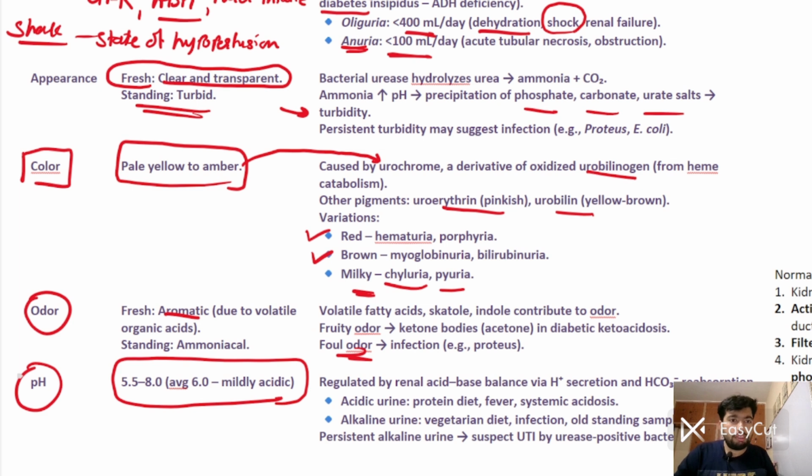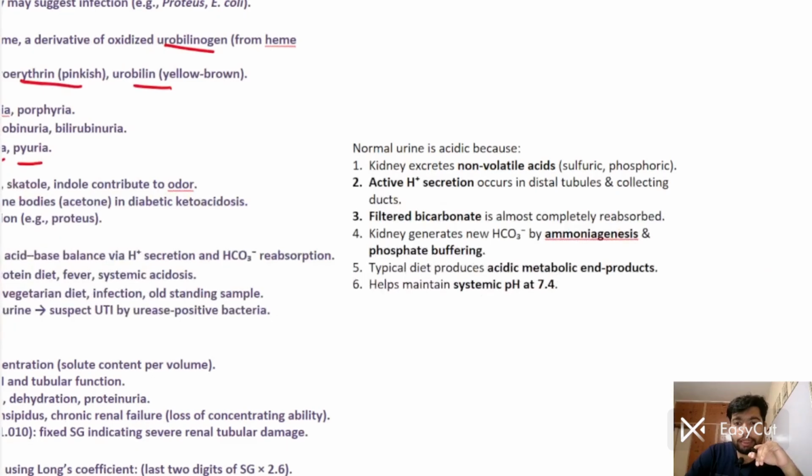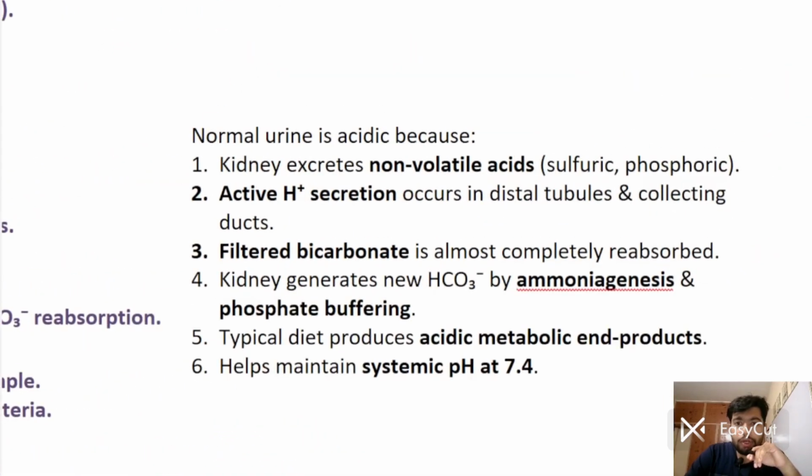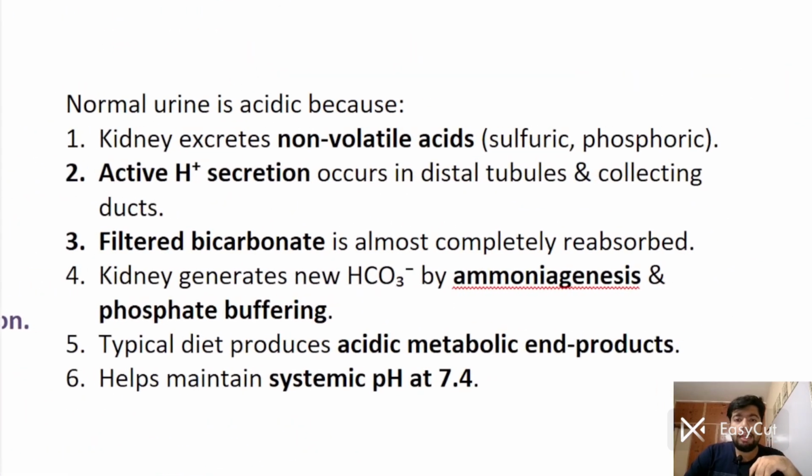Okay, I hope this is clear. So why is the normal pH of the urine acidic? This is a very common question that is going to be asked in your viva. Let us see the reason why normal urine is acidic. You can see on the screen.